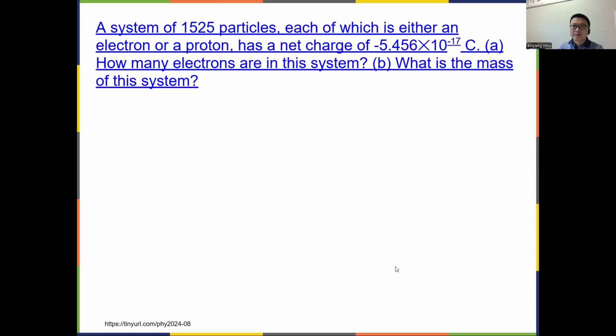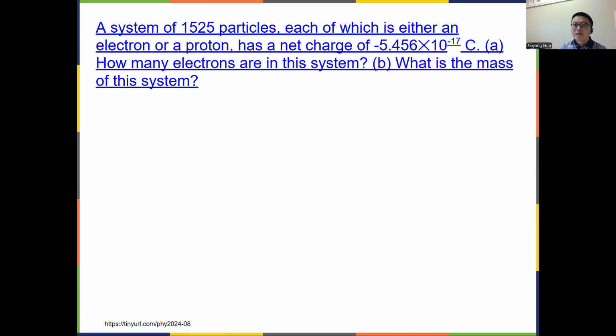All right, so let's take a look at the example here. It says a system of 1525 particles, each of which is either an electron or a proton, has a net charge of minus 5.456 times 10 to the minus 17 coulombs. How many electrons are in the system? And what's the mass of the system? You can see this total charge is negative, so you will have more electrons than protons, because electrons are negative 1.6 times 10 to the minus 19, and protons are positive 1.6 times 10 to the negative 19.